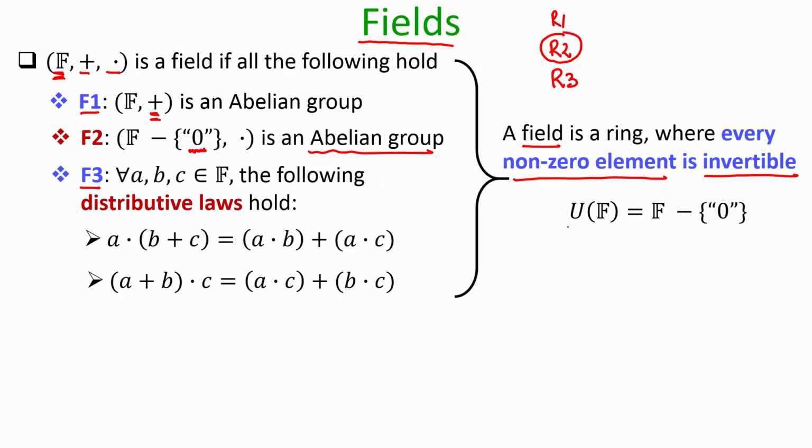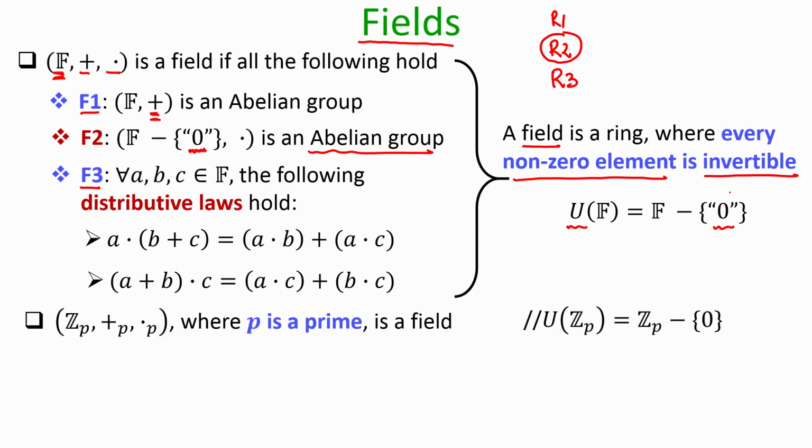In other words, with respect to the set U that we have defined just now, remember U is the collection of all elements which are invertible with respect to your dot operation. I will say that my set F is a field if all the elements except the 0 element are invertible, namely the set U of F is the entire set F excluding the element 0.